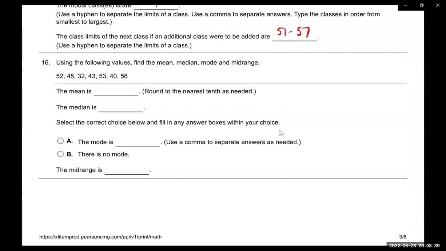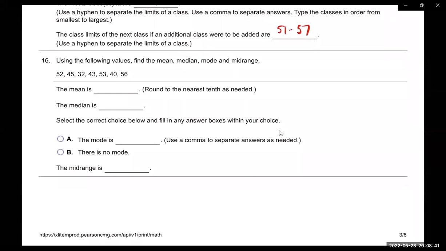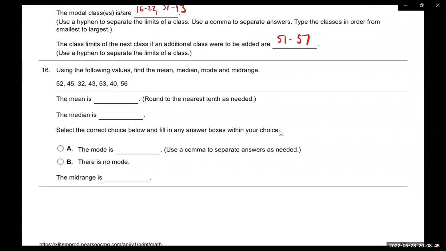Right, there's only two more problems to go, so we might as well just finish up and then we can finish class early today. So using the following values, find the mean, median, mode, and mid-range. So let's start with the mean. Anybody remember how to find the mean? Well, you have to add up all the numbers. Isn't it all the numbers added up and then you divide it by the total number? Yeah, exactly.